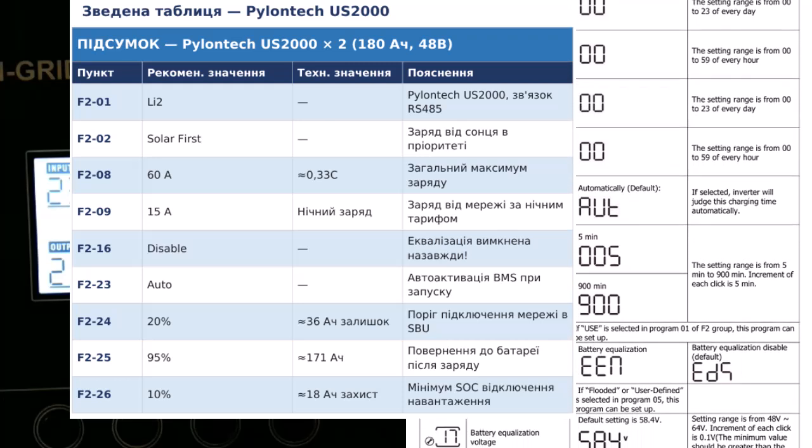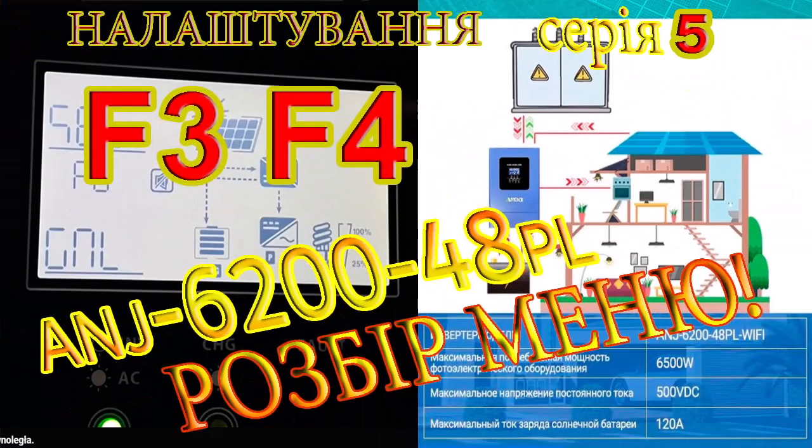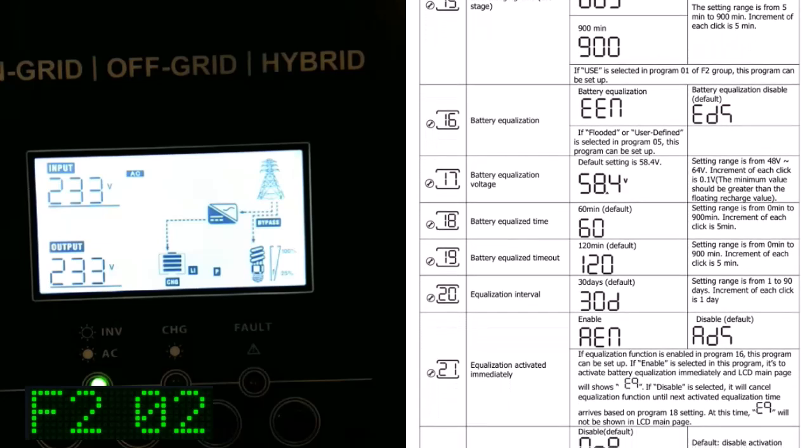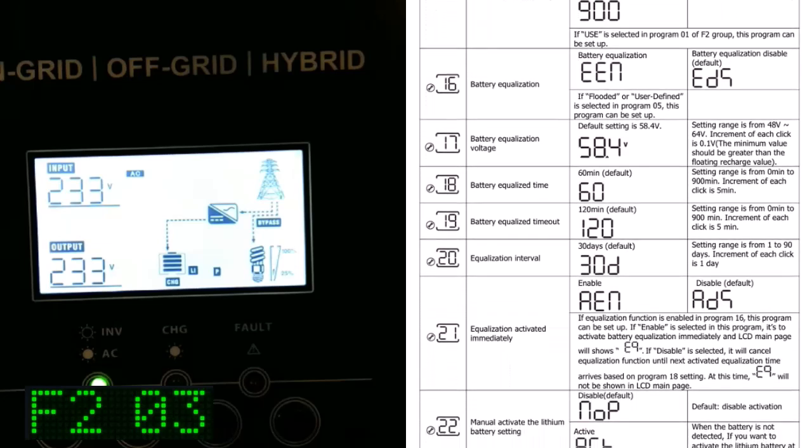In the next video, the final part of the series, the F3 and F4 menus. Real-time clock and service functions. It's quick, but important, especially if you configured timers in F1 and F2. See you there.